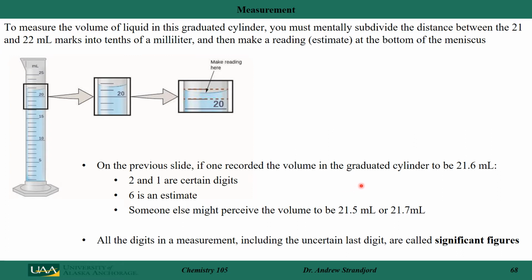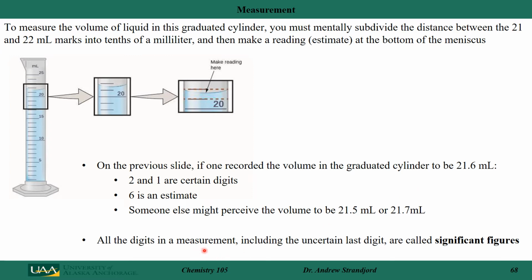So when I put this into my notebook, I'm going to write down 21 point, and then I'm going to estimate. I'm going to estimate that to be a little bit more than halfway between them, so I'm going to say 6. So I'm going to write down in my notebook 21.6. Whoever reads that notebook knows that that last digit, the 6, is uncertain, because it's an estimate. People will know it's 21.5 or 21.7. These measurements have 3 significant digits.